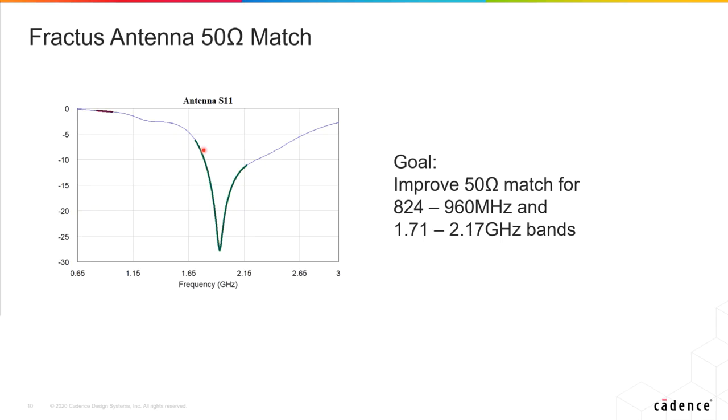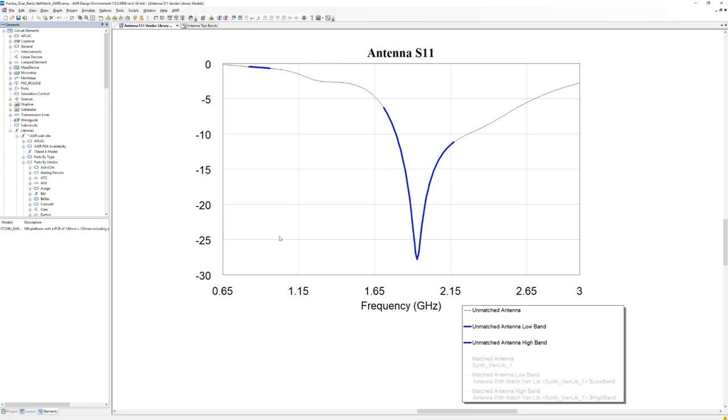And we can see for the high band we're already fairly well matched. At the low band, not at all. So we're going to come up with a single matching network that is going to improve that low band performance and trade off some of the high band, while obviously not trading off too much performance at the high band. So at this point, let's actually bring up the software.